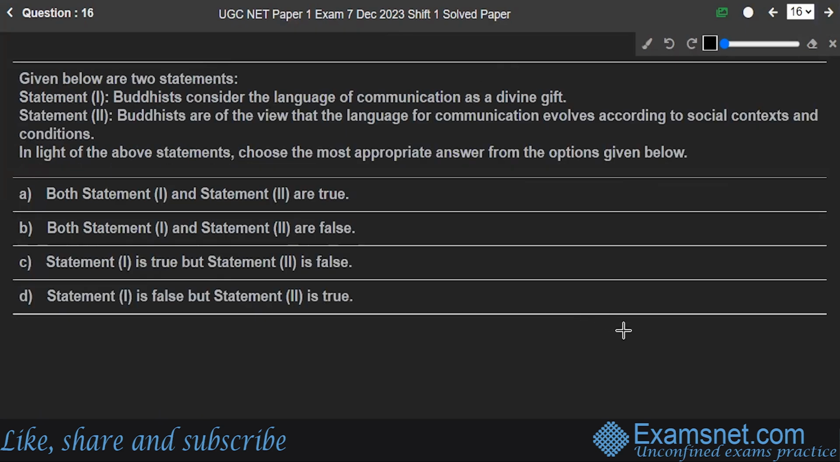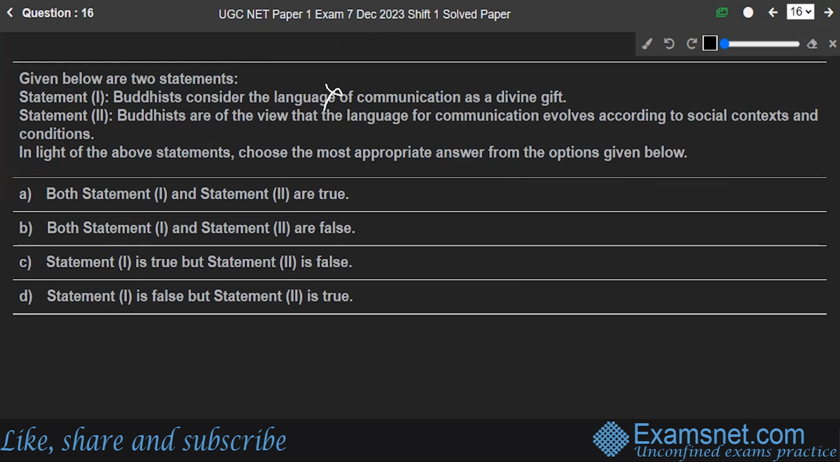Given below are two statements. The first one says Buddhists consider the language of communication as a divine gift. And the second one says Buddhists... Okay, let's talk about the first one first. The first statement, Buddhists consider the language of communication as a divine gift. This is wrong. Buddhists do not consider the language of communication as a divine gift. They believe that language is a human creation that evolved over time through social interaction and cultural exchange.